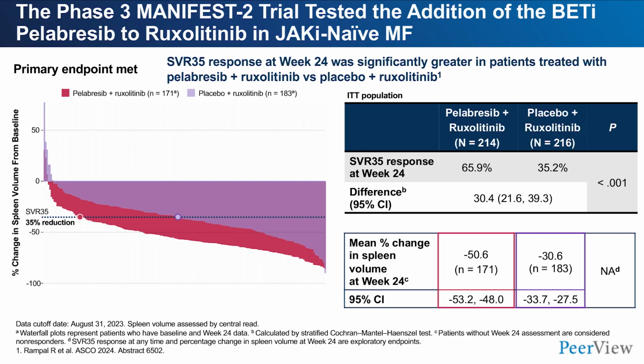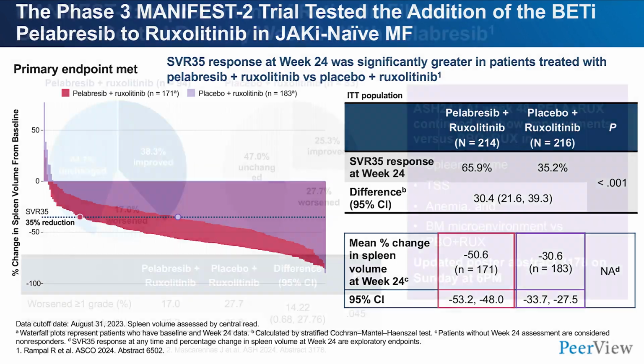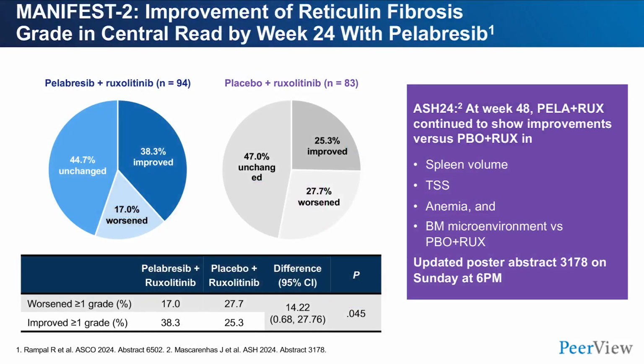And again, we think it's working by inhibiting inflammatory cytokine production. If you look at reticulin fibrosis, that also went down in just over a third of patients. And that's pretty substantial for people to consider, because that means it's really a disease-modifying combination. So we're interested in the results in fibrosis and also VAF that we're starting to see. You'll get an update on this at poster abstract 3178 on Sunday at 6 p.m. So please check out that poster. I think that's going to be very important.